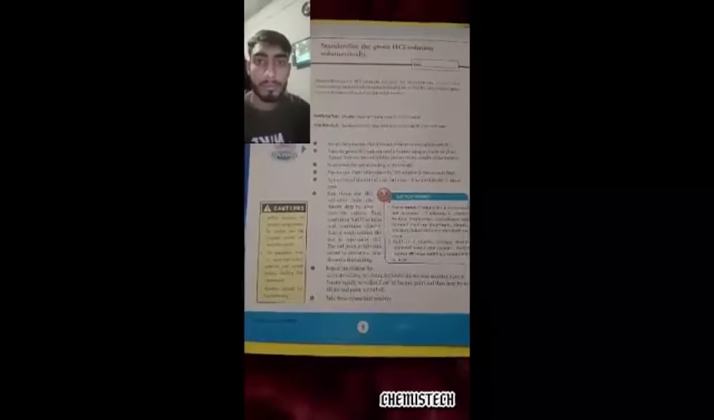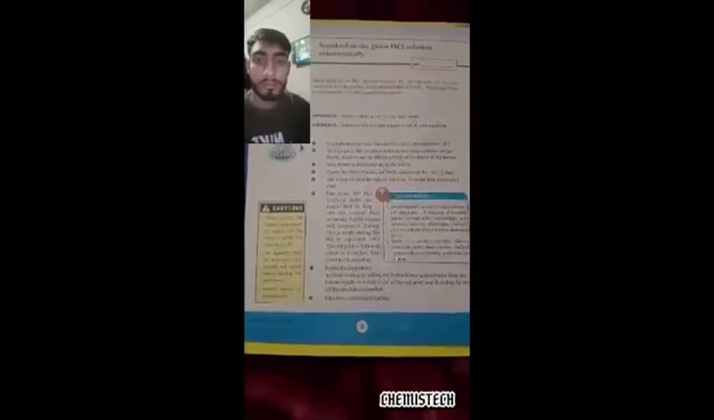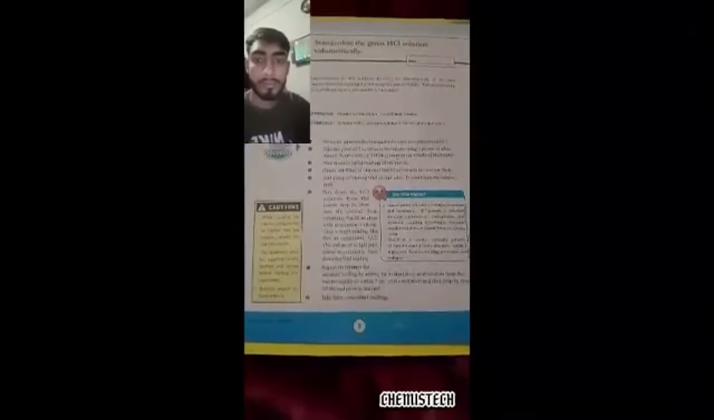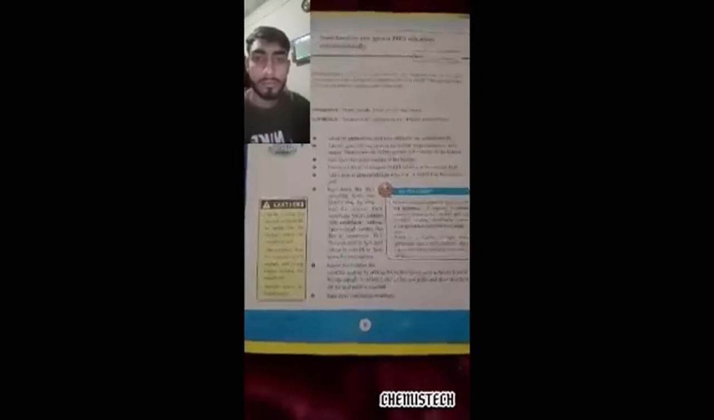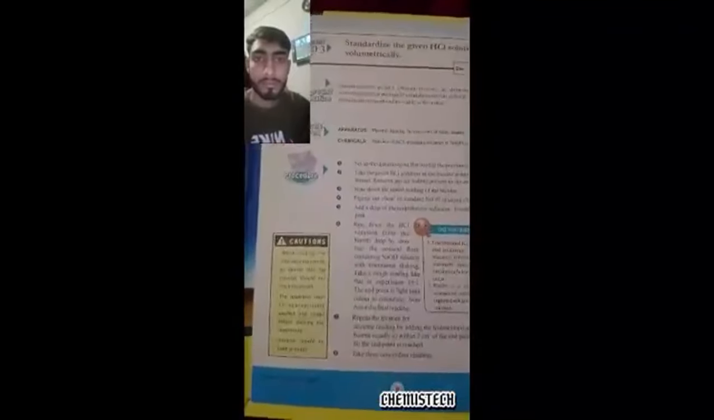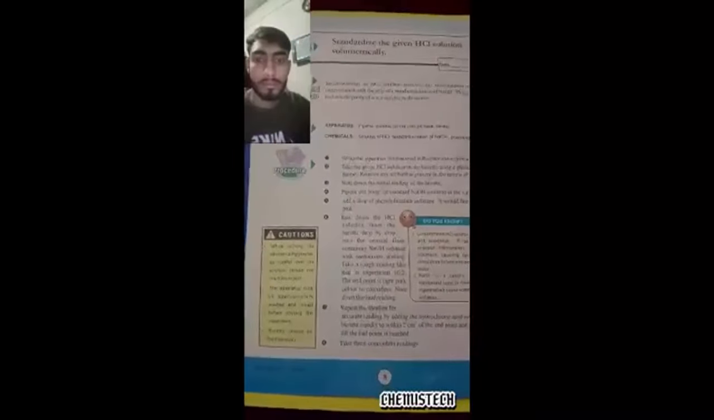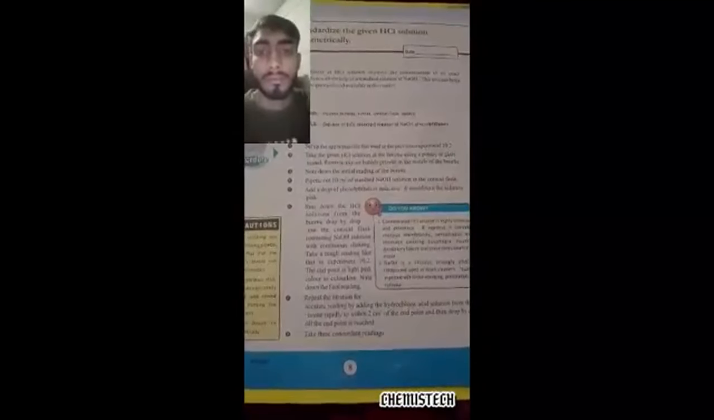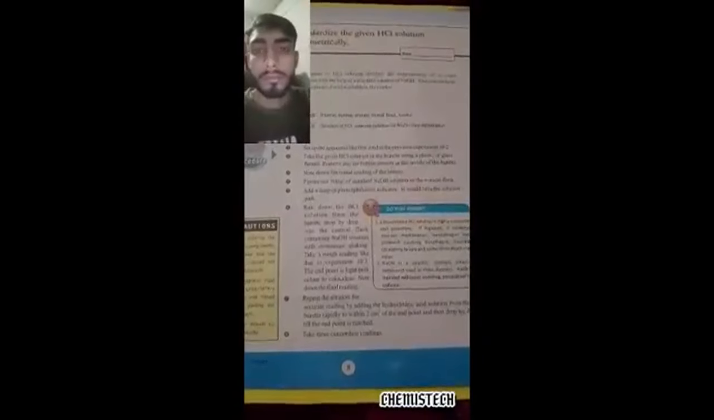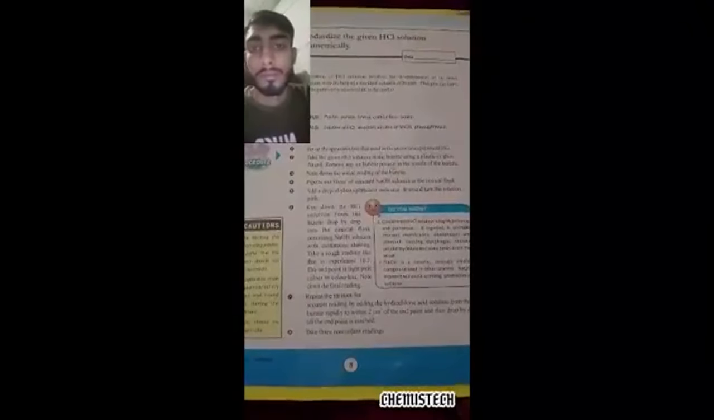Here is experiment 10.3. Our topic is to standardize the given HCl solution volumetrically. First we will discuss the background information. Standardization of HCl solution involves the determination of its exact concentration with the help of a standard solution of NaOH. This process helps to check the purity of acid available in the market.